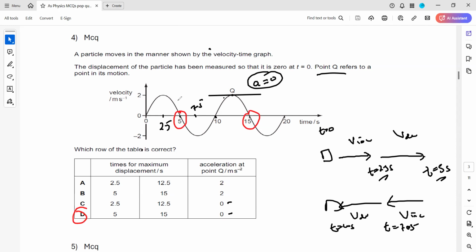Is it clear, this one? Any doubt in question 4? Any doubt in this?